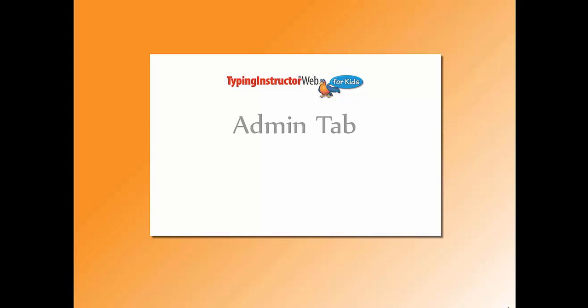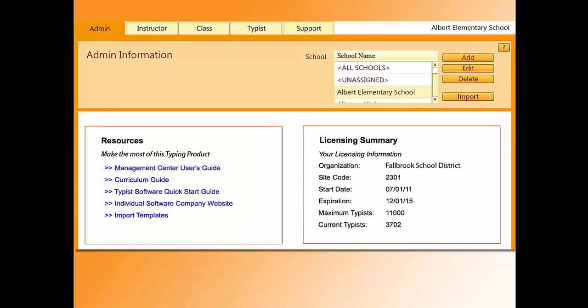Next, let's dig in a little deeper to the functionality of each tab. For the Master Administrator and instructors with administrator privileges, they'll have access to the Admin tab. Again, the purpose of the Admin tab is to add, edit, and delete schools, as well as import information such as instructor, class, and typist information into your database. The Master Administrator and instructors with administrator privileges use the Admin tab to add schools.